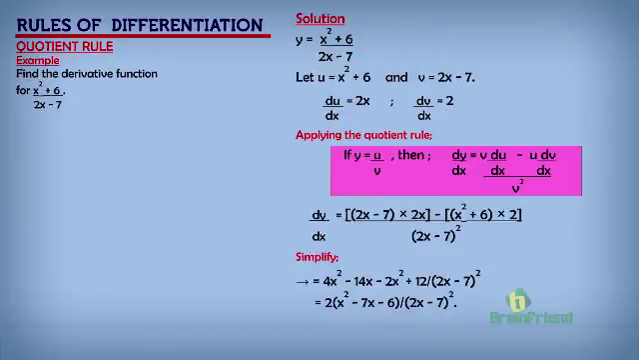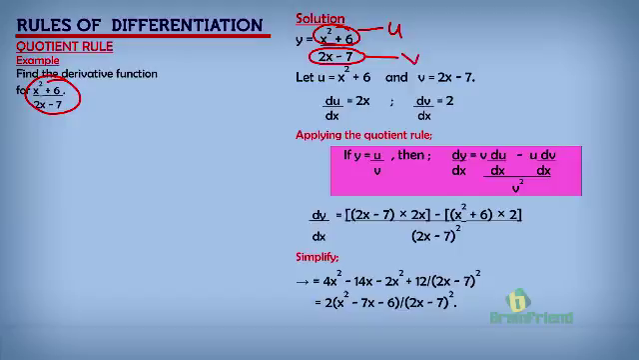Let's also take a look at another example. Using the quotient rule, find the derivative function for x squared plus 6 all over 2x minus 7. So again, let y be our given function. Once again, we say let our numerator be represented by the letter u, while our denominator be represented by the letter v.